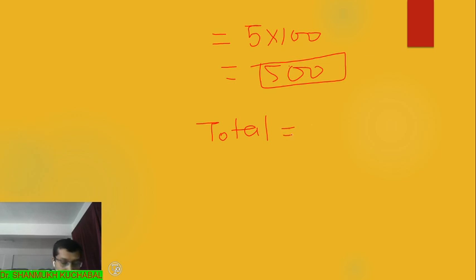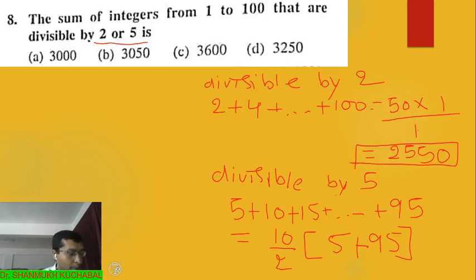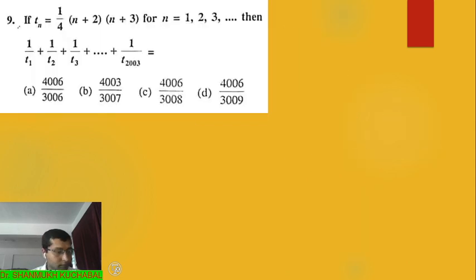Total equals 2550 plus 500, then we get 3050 as the answer, 3050. Therefore option B, 3050 is the right answer. Next, example number 9.